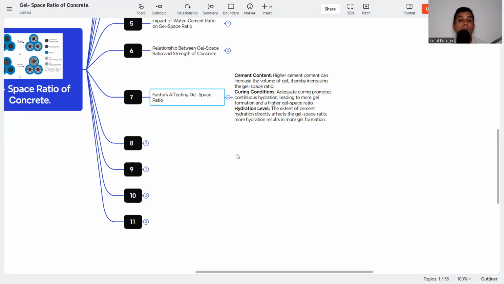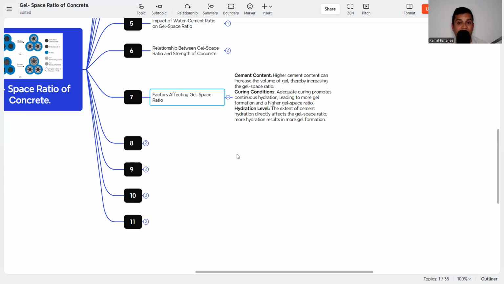So adequate curing promotes continuous hydration, leading to more gel formation and higher gel space ratio. So if the curing is not adequate, what will happen? The water will evaporate from the mix and capillary voids are created. And if capillary voids are created, that means the gel space ratio will be lower, and again the strength and durability will be a problem. So curing is very much important.